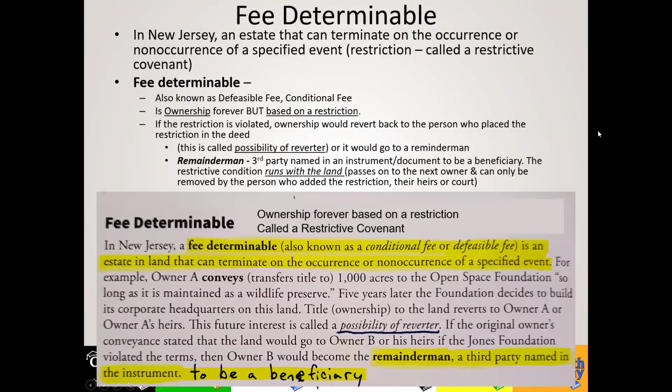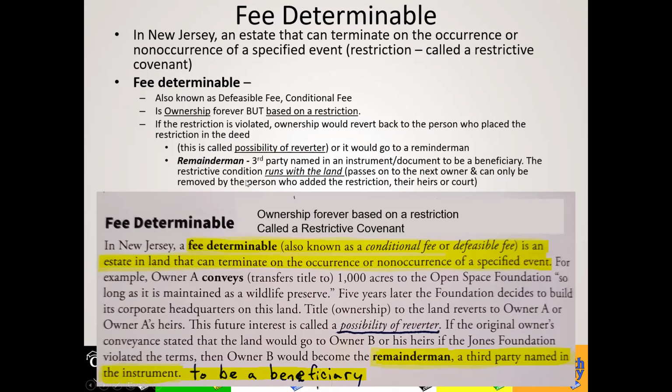It is ownership forever, but it is based on some sort of restriction. In New Jersey, an estate that can terminate on the occurrence or non-occurrence of a specified event. This is called a restrictive covenant. It's also known as defeasible and conditional fee estate. Fee determinable, defeasible fee, and conditional fee estate. It is ownership forever based on a restriction. As long as that restriction is not violated, there's no issue. But if it is violated, that ownership would revert back to the person who placed the restriction in the deed, or a remainderman.